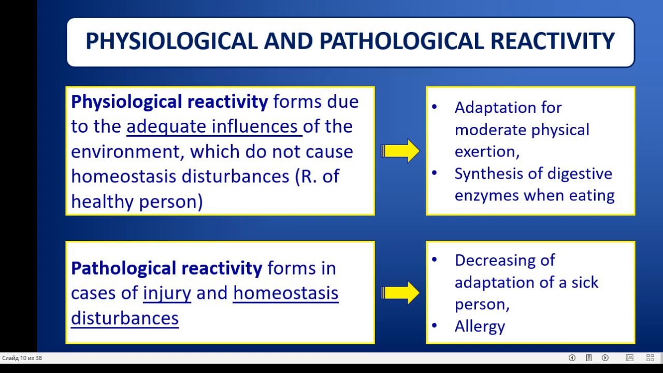Physiological and pathological reactivity. Physiological reactivity forms due to the adequate influences of the environment which do not cause homeostasis disturbances. That leads to adaptation for moderate physical exertion, synthesis of digestive enzymes when eating. Pathological reactivity forms in causes of injury and homeostasis disturbances that lead to decreasing of adaptation of a sick person. Allergy.